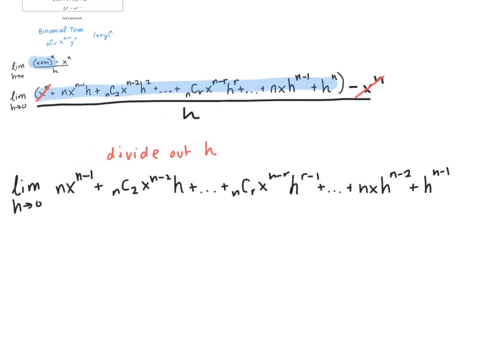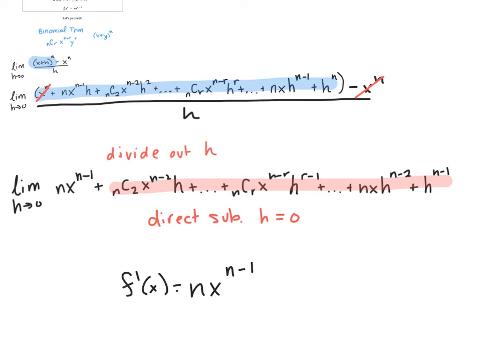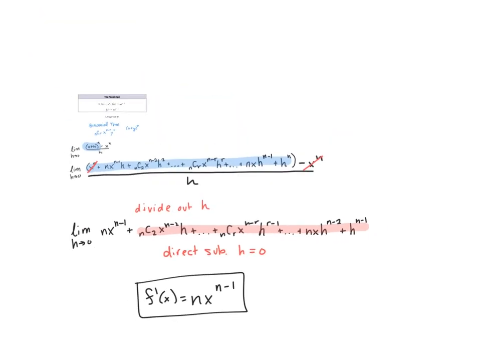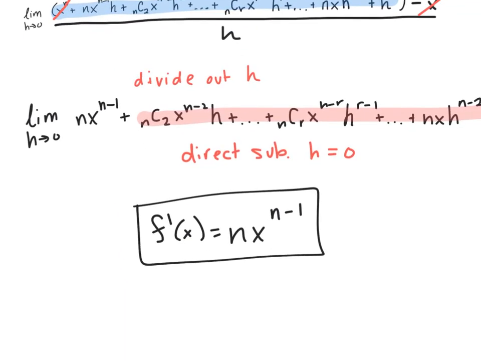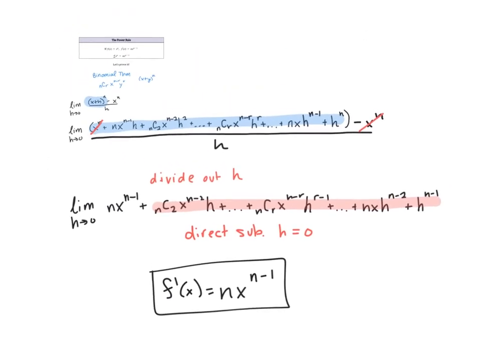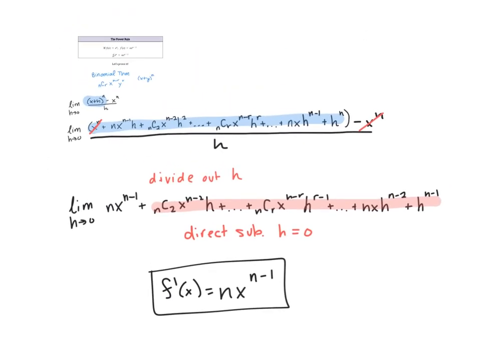Now this is something that I can evaluate using direct substitution. So I'm going to use direct substitution for h equals 0. And what you'll notice is that any of the terms that have an h left are going to turn to 0. Therefore, all of these terms are going to disappear. And what I have left is n times x to the power of n minus 1, which you might notice is the formula for the power rule, which is right here. So there you have it. This is the proof for the power rule, and now since we proved it, now we can use it.